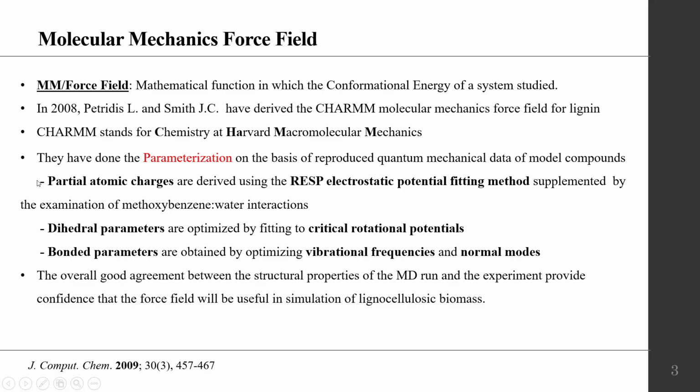These are the different components of the force field: partial atomic charges, dihedral parameters, bonded parameters. Partial atomic charges are derived from the RESP electrostatic potential fitting method, supplemented by examination of methyl benzene/water interactions. Then dihedral parameters are optimized by fitting critical rotational potentials. Bonded parameters are obtained by optimizing vibrational frequencies and normal modes. The overall good agreement between the structural properties of the molecular dynamic run and experiment provides confidence that the force field will be successful in the simulation of lignocellulosic biomass.